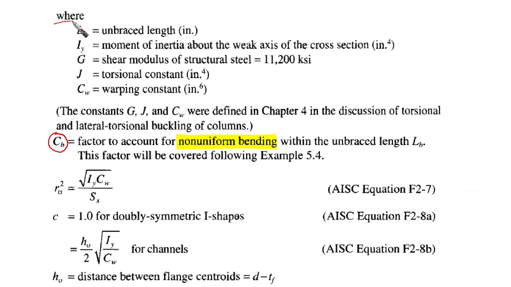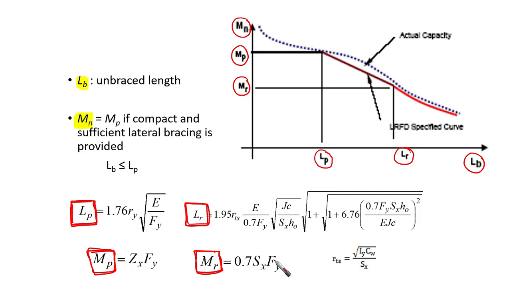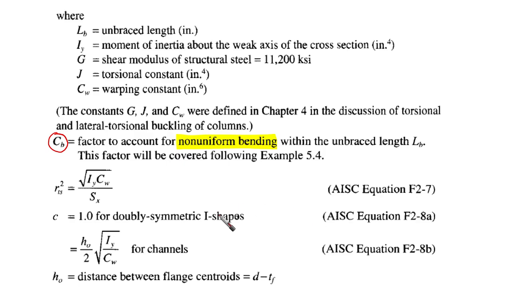Now the definition of all of this: LB, we know, is the unbraced length. IY is the moment of inertia about the weak axis, and I mentioned why we're talking about the weak axis. G is commonly used here. I'm sure it is written somewhere here. You are not supposed to remember or memorize this. It is not the point to memorize anything here. You are going to find it, or it is given to you, in the manual.